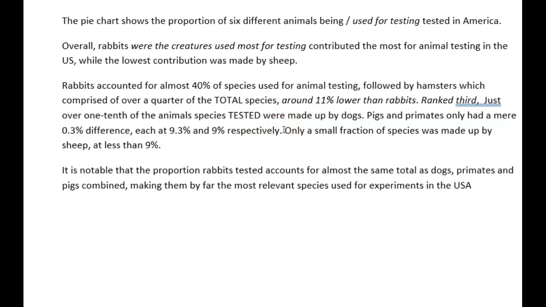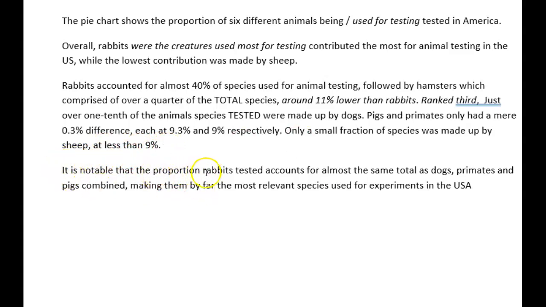Good. Only a small fraction of total species, because sheep is a species, of total species or total animals tested was made up of sheep at less than 9%. Okay, good. What I've done here is added in one more line there.